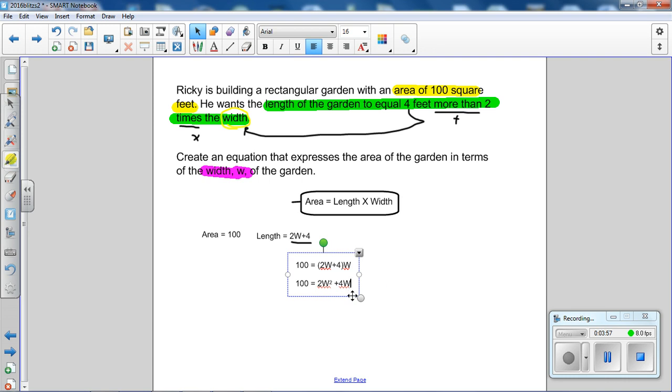And this concludes this video. First of all, we need to make sure that we understand anytime we find the area, it's the length times the width. It tells us that our length is equal to 4 more than 2 times the width. So that breaks down to be 2W plus 4, and then we still have our other W. This concludes this video. If you don't understand it, go back over it.